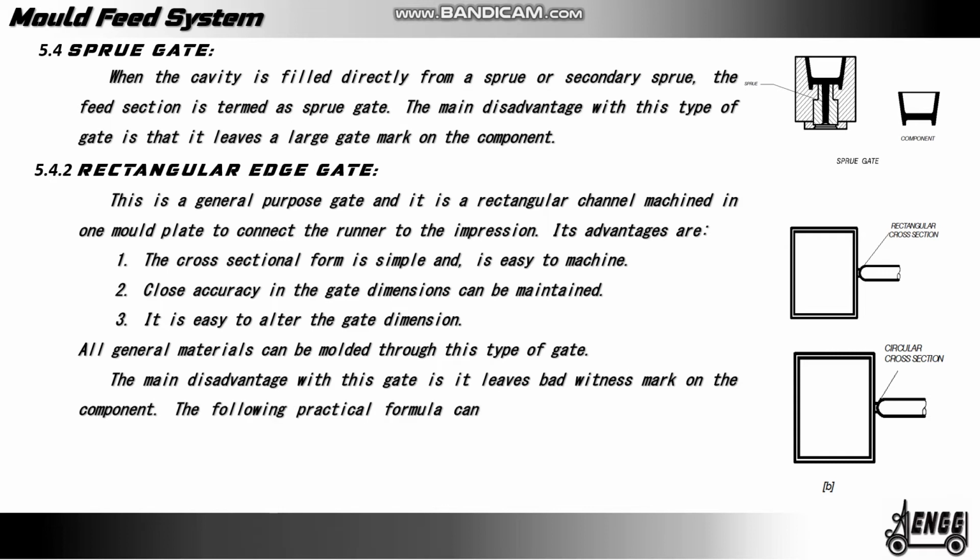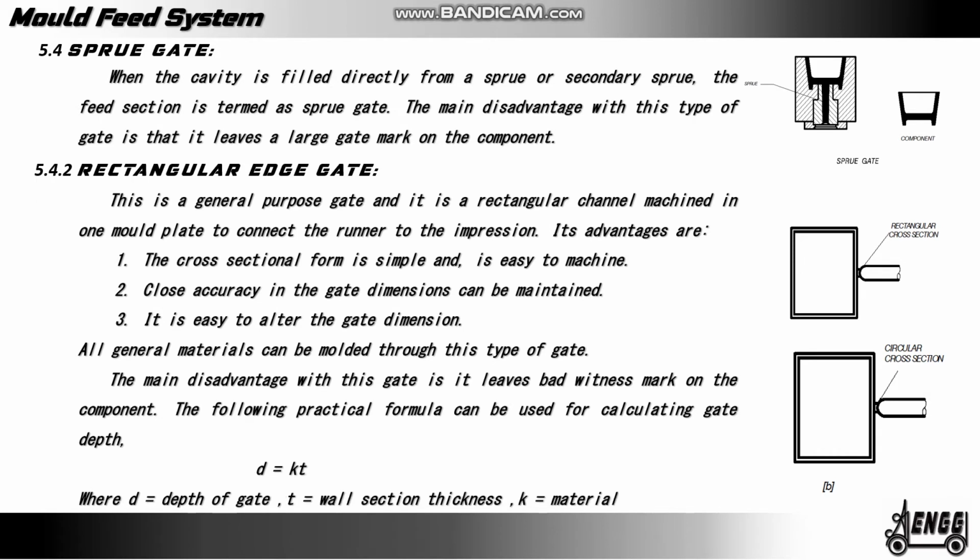The following practical formula can be used for calculating the gate depth. D is equal to K times T, where D is the depth of the gate, T is the wall section thickness, K is the material constant. Modified rectangular gate.